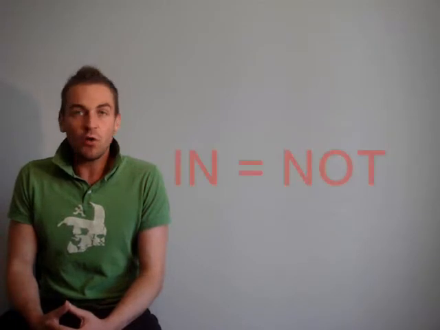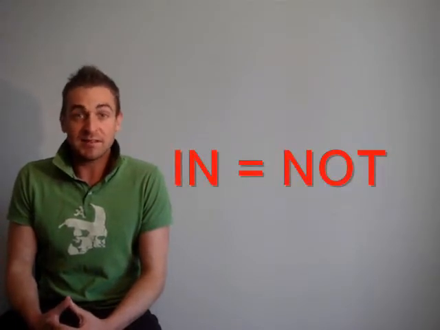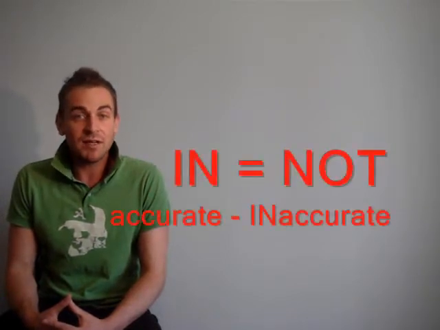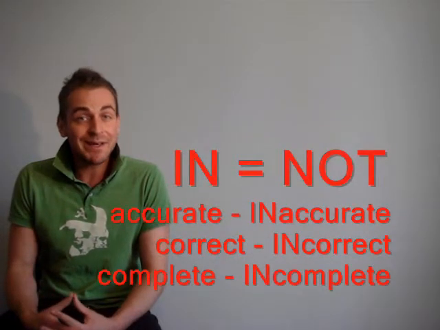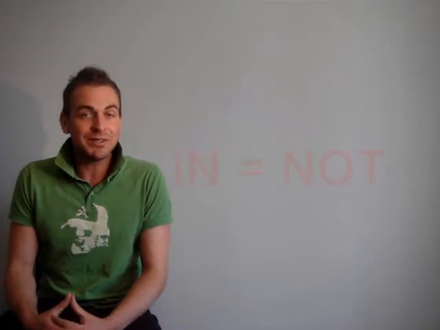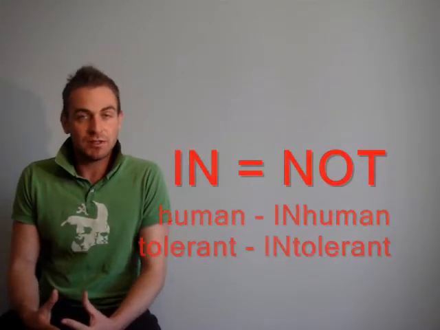And now let's move on to the prefix in the meaning of not. And as I said, it is widely used as well, but for the words which come from the Greek language or Latin. Let's look at some examples. Accurate, inaccurate. Correct, incorrect. Complete, incomplete. Human, inhuman. Tolerant, intolerant. But there is a little trick with the prefix in, that it can be changed.